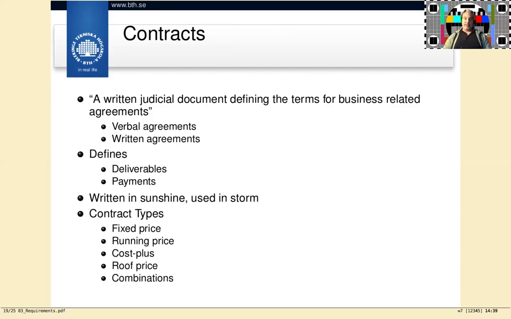Cost plus is sort of a compromise: it'll cost this much to deliver the basics, and then we will work on an hourly salary after that to deliver what else is required. But we could also combine this with a roof pricing, that it'll never cost you more than this. So you can pick and choose, and you can combine these different types of contracts, but you should be aware that there are different ways of charging for your services, really.